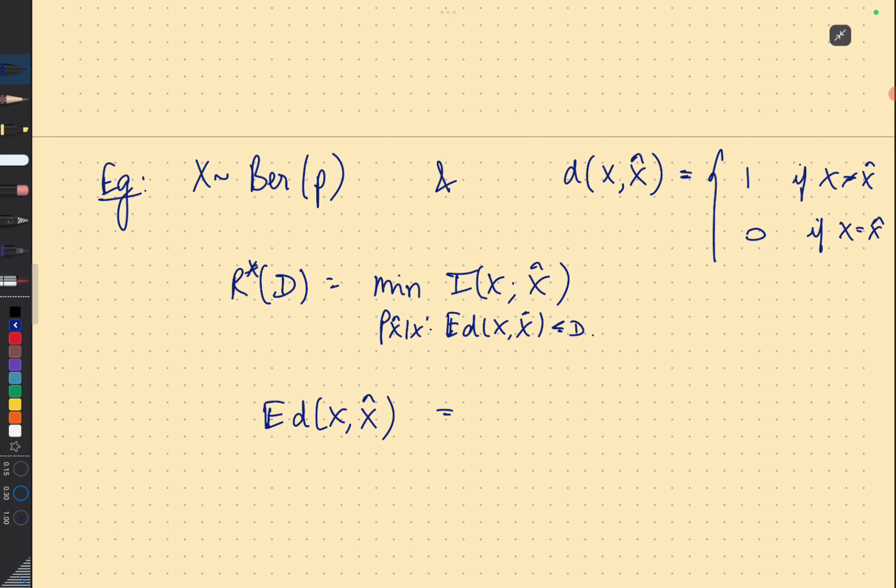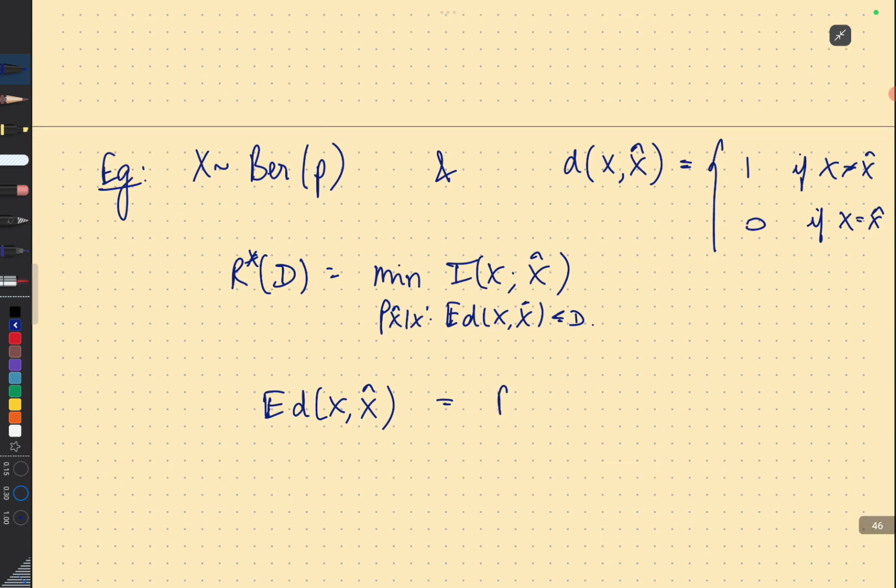Something in terms of an event, right? It's the probability of some event. Probability of the event where x is not equal to x hat. Correct. So it's basically the probability that x is not equal to x hat.